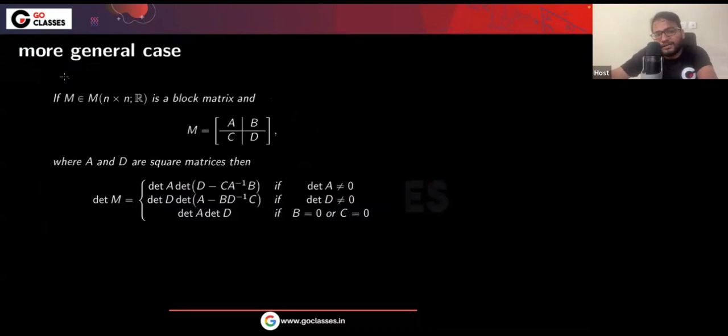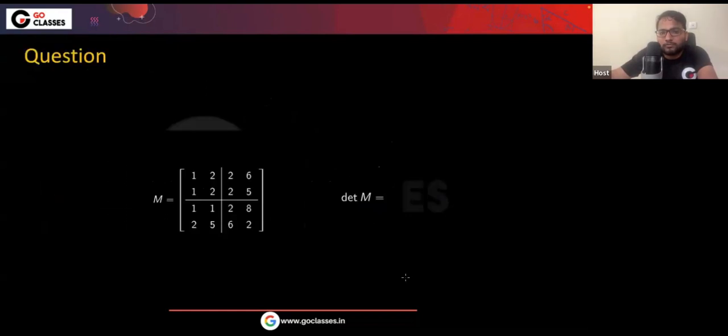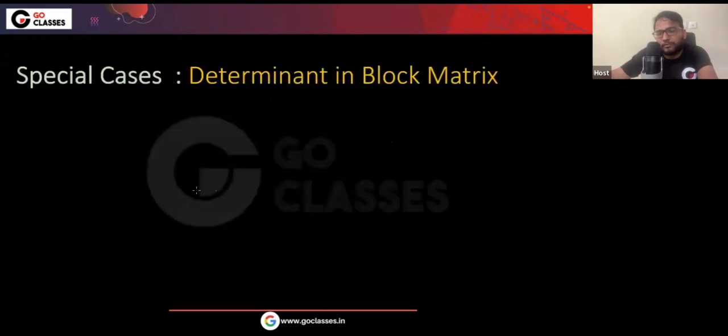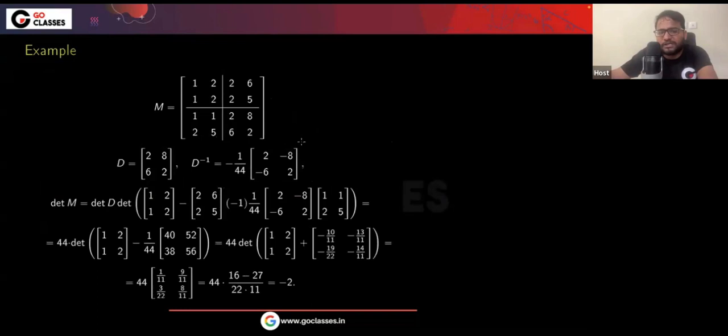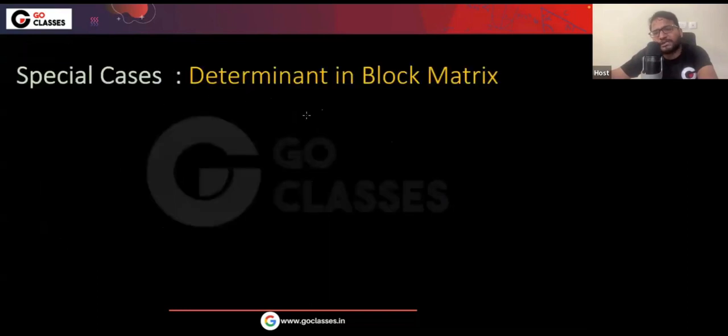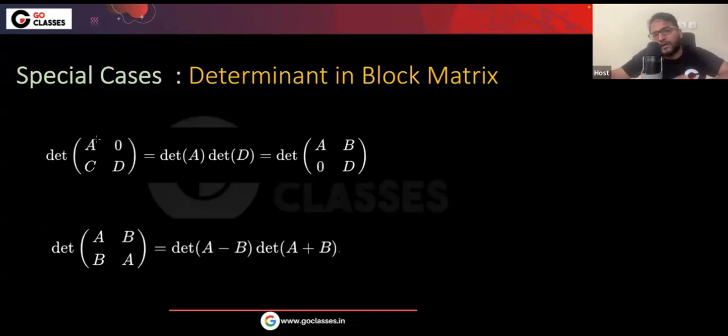But in general, the more general case is something like this. If you have A, B, C, D, and it is not upper triangular or lower triangular, then this is a little complicated. So let's just directly focus on the special cases. What are the special cases? If it is a lower triangular matrix or an upper triangular matrix, then it is very easy.